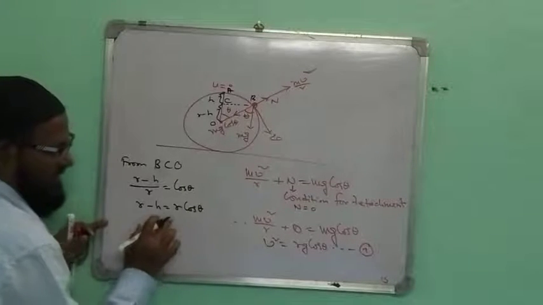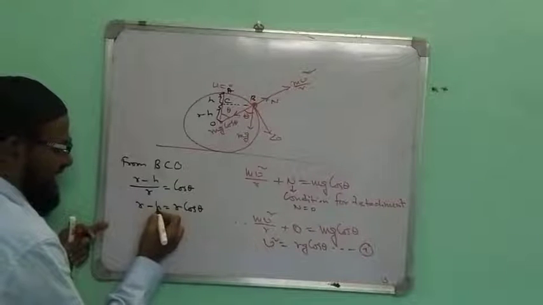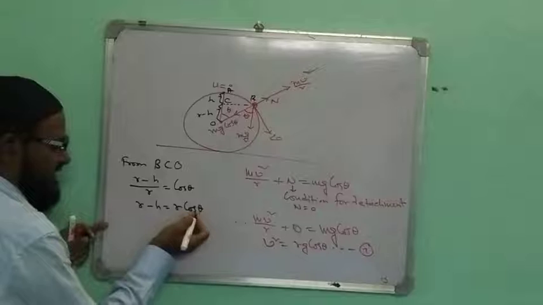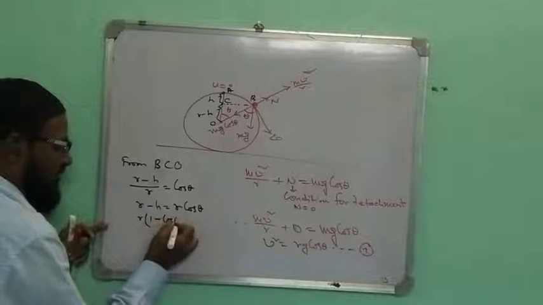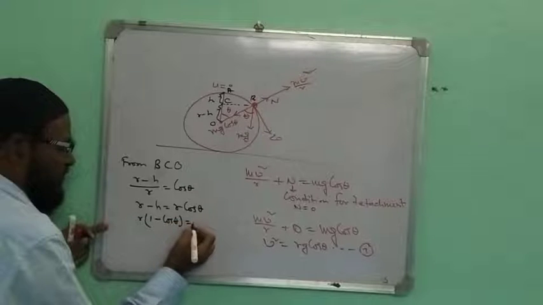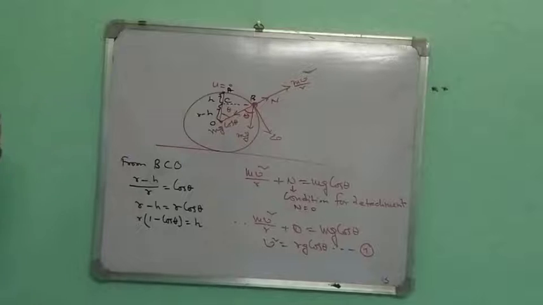From here, taking H to one side and the rest to the other side, R times 1 minus cos theta equals H. This is equation number 2.